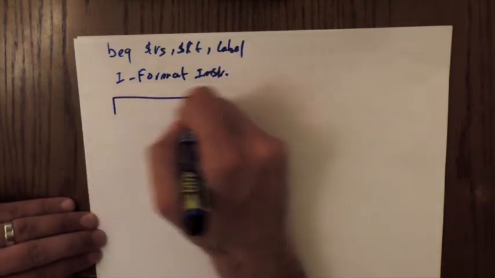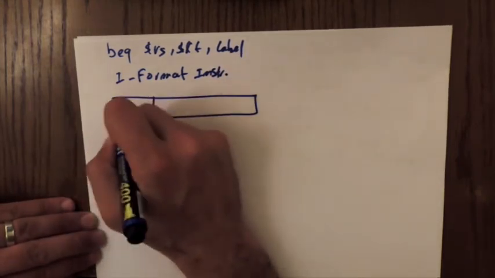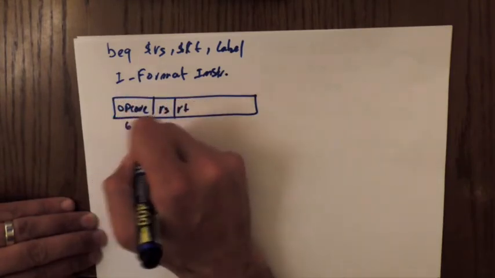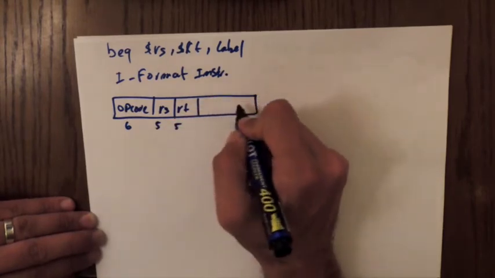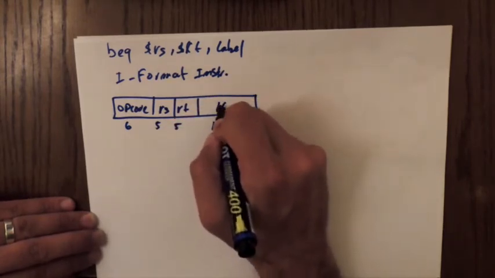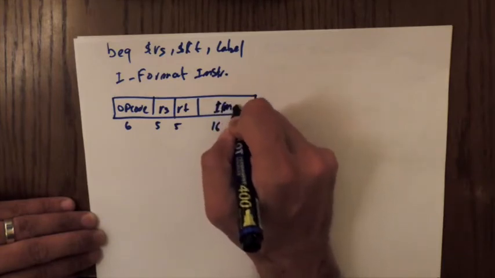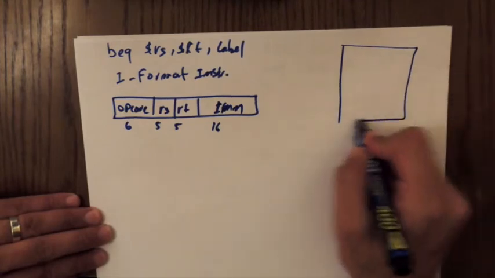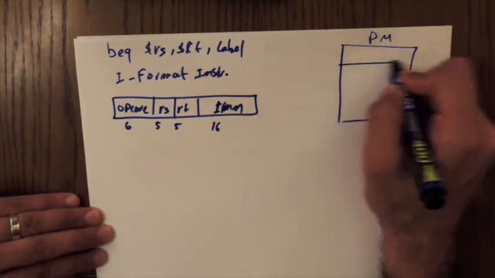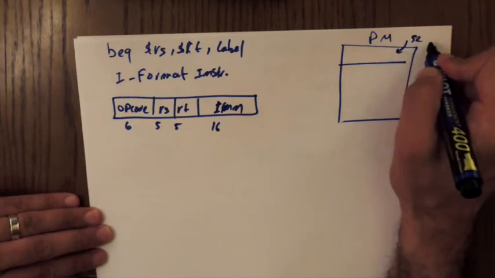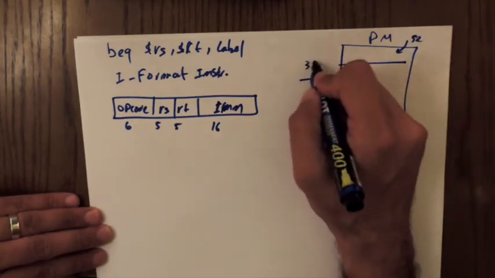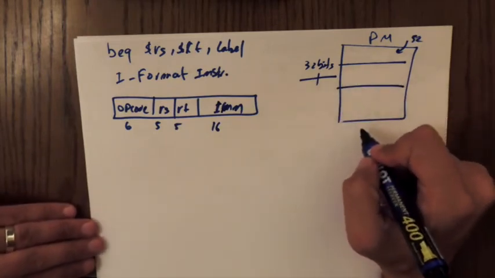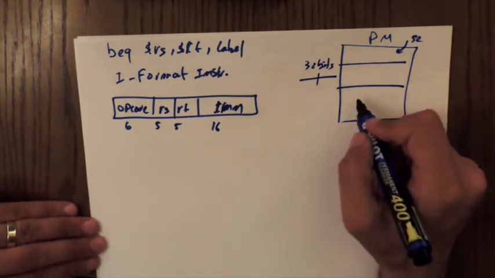Okay, so if you look at the I format instruction, it has an opcode, RS, RT, 6 bits, 5 bits, 5 bits, and then we have 16 bits for the immediate. So here we have a problem. As we know, the program memory has 32 bits for the instruction and an address of 32 bits. So how come the branch knows how to reach the address that I want to do?